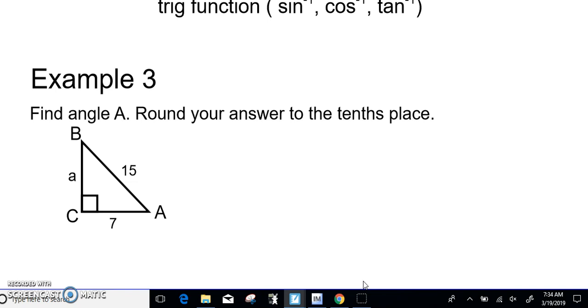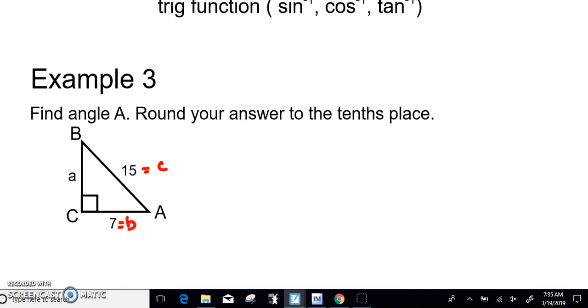All right, so example 3 is going to find angle A, and then round your answer to the nearest tenth place. Here we have triangle ABC, and they gave us that side C is 15. Because remember, angle C is here, and across from that is side C. Angle A is across from side A. And this is angle B, so across from it is side B.